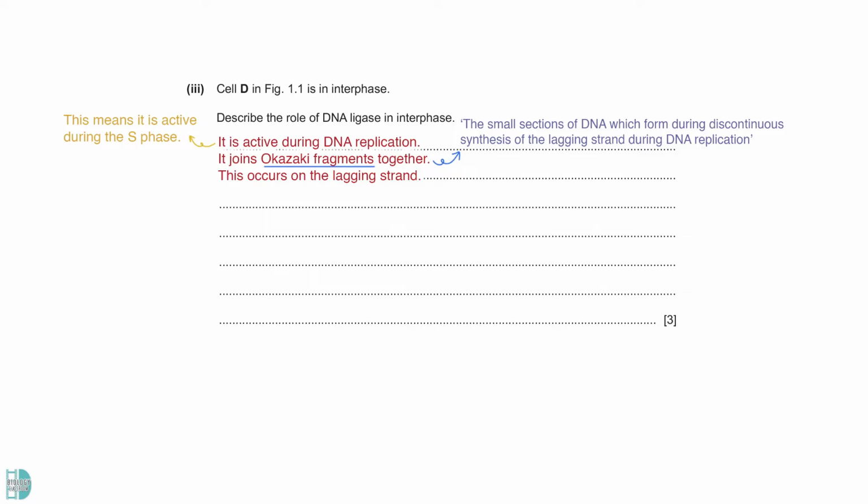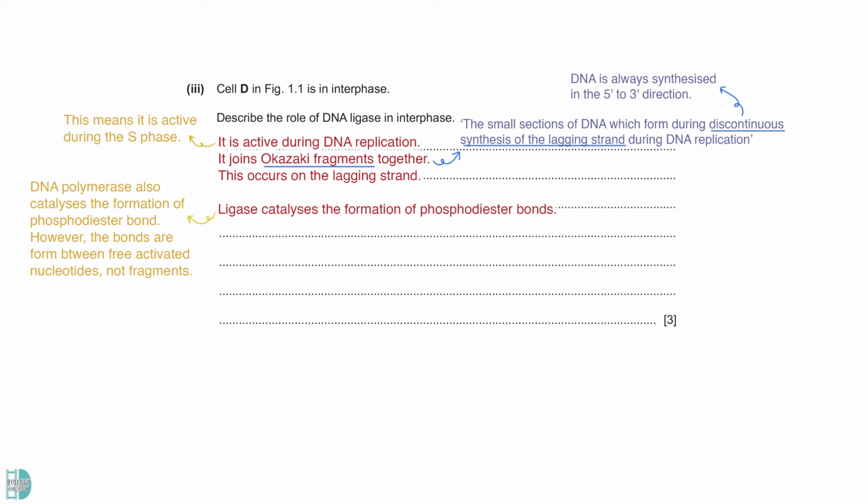Okazaki fragments are defined as the small sections of DNA which form during discontinuous synthesis of the lagging strand during DNA replication. The synthesis of DNA cannot occur continuously at the lagging strand, as DNA polymerase can only make DNA in the 5' to 3' direction. Ligase catalyzes the formation of phosphodiester bonds between the fragments.